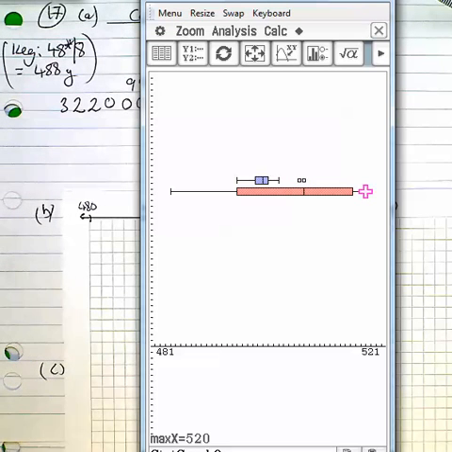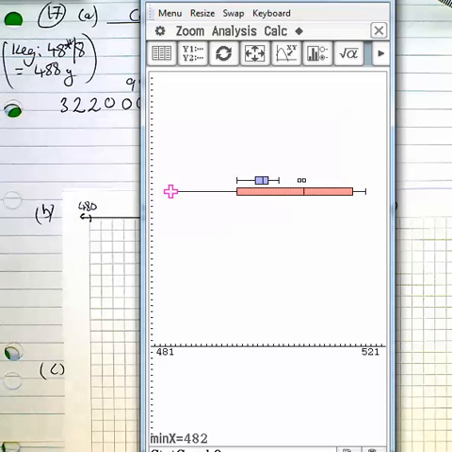Looking at the other one, you can see I've got a very wide distribution. I could buy a box advertised at 500, weighing as much as 520. Now that's pretty extreme. The upper quartile here, 517.5, the median 508, 495 the lower quartile, the minimum at 482.